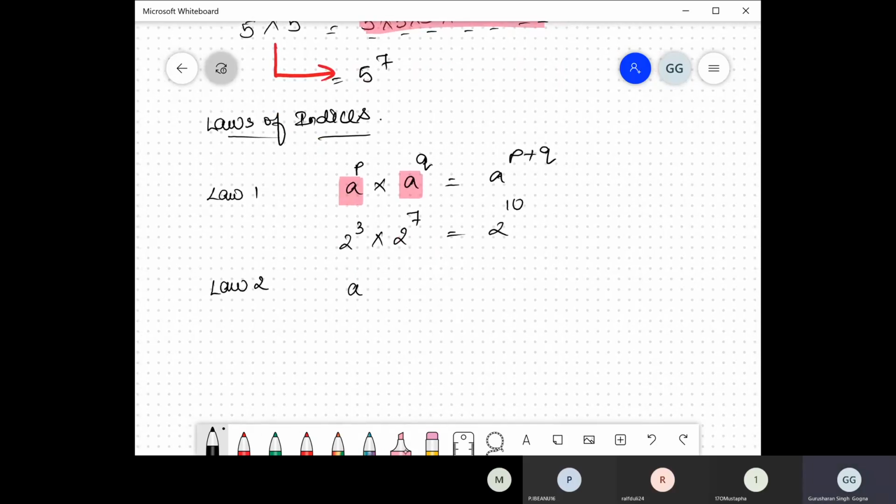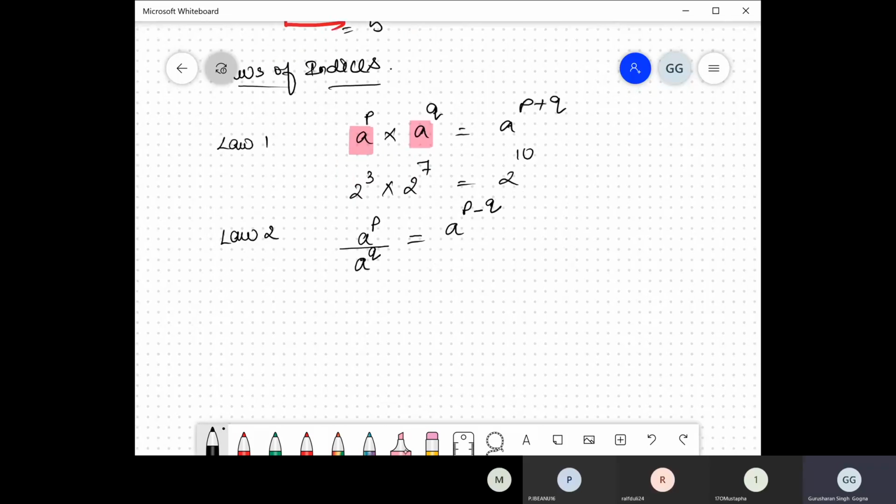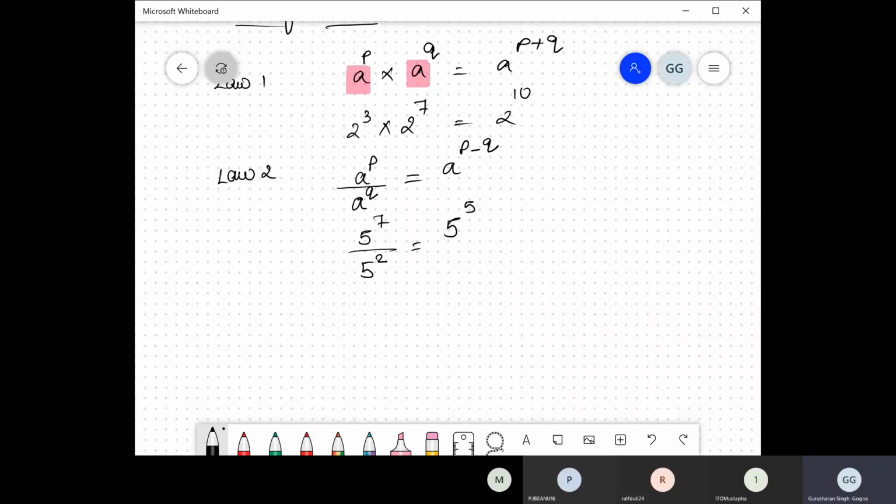Similarly, you have law number 2. Instead of multiplication, if you have division, a to the power p over a to the power q, then what you need to do is subtract the powers. Make sure you do top power minus the bottom power here, not the other way around, otherwise you will get the wrong answer. So for example, 5 to the power 7 over 5 to the power 2 can be written as 5 to the power 7 minus 2, which is 5 to the power 5. So you can see that instead of solving this by expanding and then canceling and then getting the answer, we can directly use these laws for quick answers.